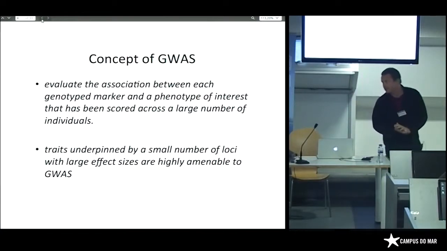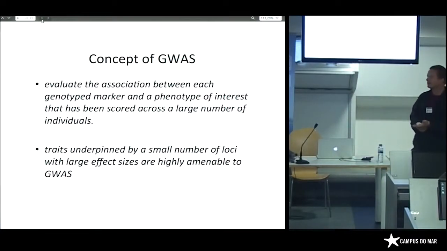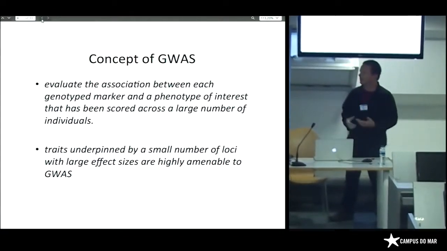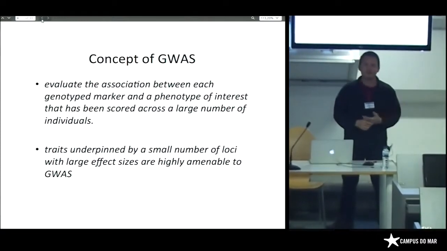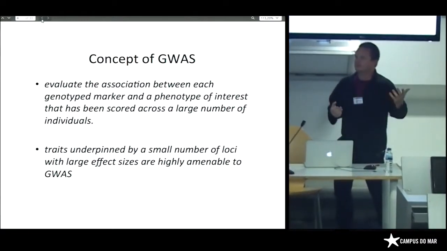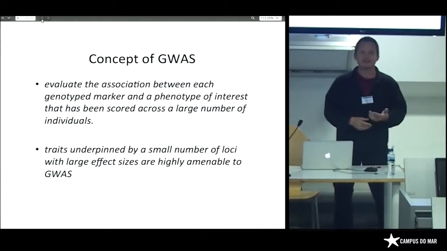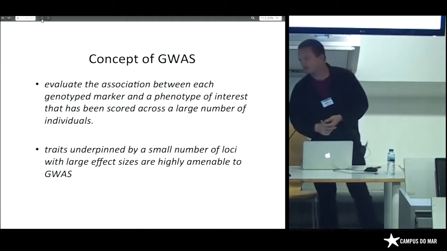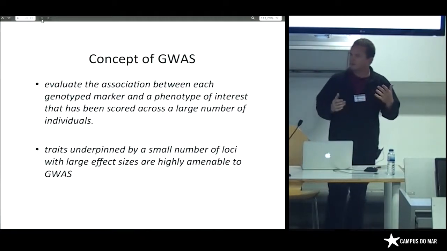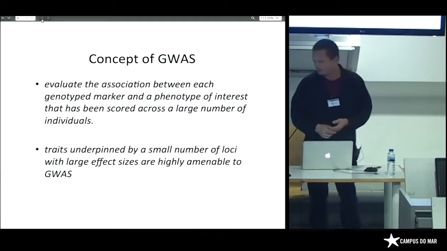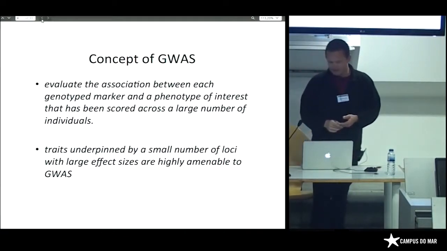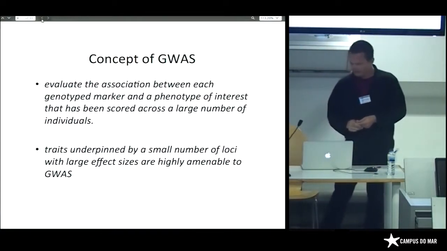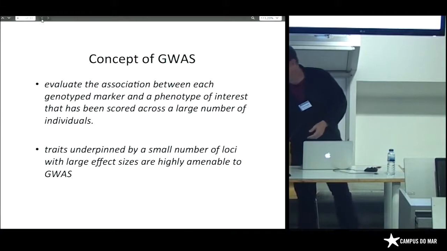So the whole concept of a GWAS is to evaluate the association between any genotype marker and a phenotype of interest, whether it be a long neck in a giraffe, or stripes on a zebra, or body size in Mytilus, or whatever phenotype you like. You score that across a large number of individuals, and we try and figure out what genetic associations are there. So the way I'm going to talk to you about that today is using a program called GEMMA. And I think I have a little bit more theory for you first.